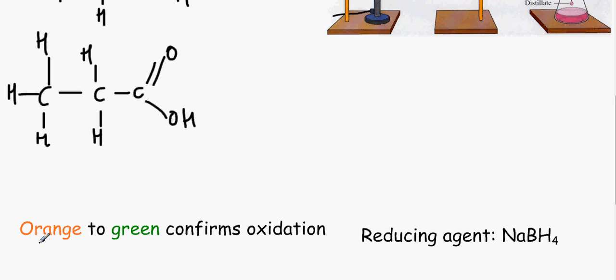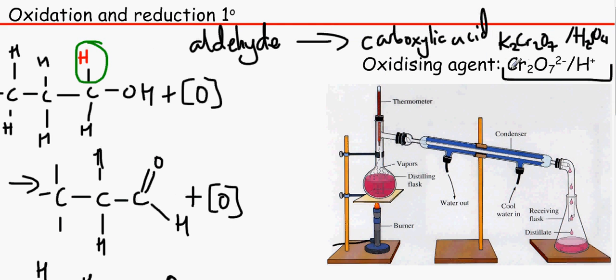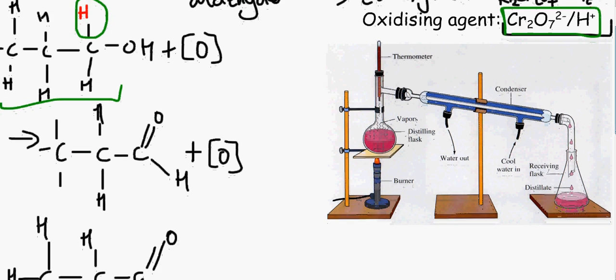So how do we notice this in a laboratory? Well, the orange dichromate will change to green because it has been reduced. Now that's the tricky part. This bit here would be reduced, but this here will be oxidized. Remember, when one thing oxidizes, the other thing must reduce, and that's why we call it a redox equation.